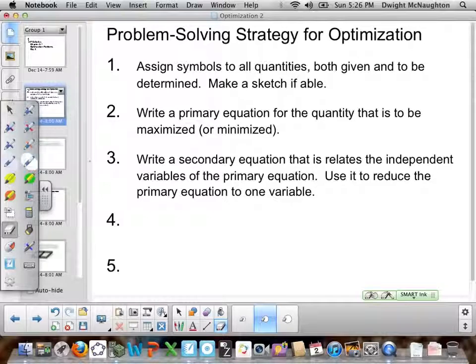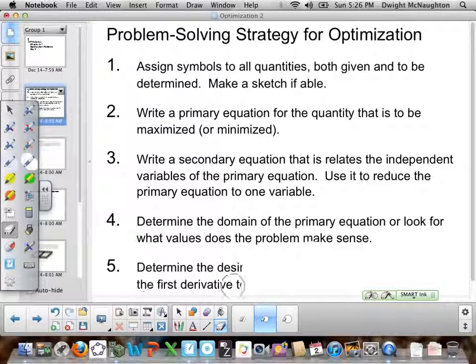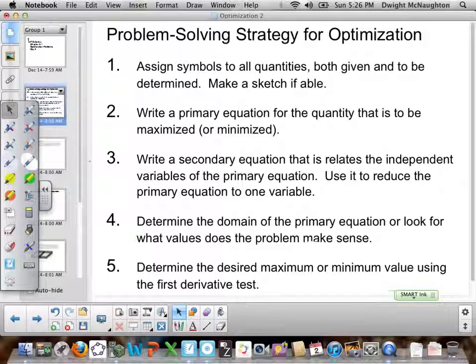Once you've done that, decide on a domain. What makes sense in a situation. There's no way a business can have negative costs, so you always cut those off at 0. And once you've got all that done, do the actual optimization, which involves the first derivative test. So let's do a problem.